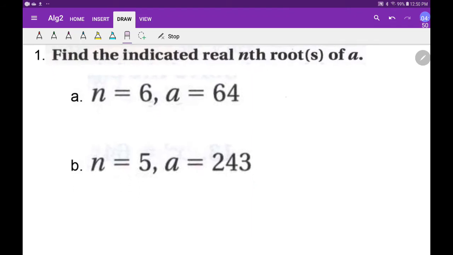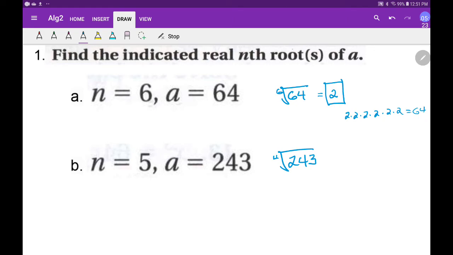Okay, so we're going to do the same thing down here. We're going to say 64 is underneath, and my root is 6 here. And let's see, what times itself 6 times? Well, it's 2, because 2 times 2 times 2 times 2 times 2 times 2 is 64. So therefore my answer is 2. And 243 to the 5th root here. Well, that's going to be 3, isn't it? Because 3 times 3 times 3 times 3, that's 81, and then one more 3. That's 243. Okay, so my answer is 3.